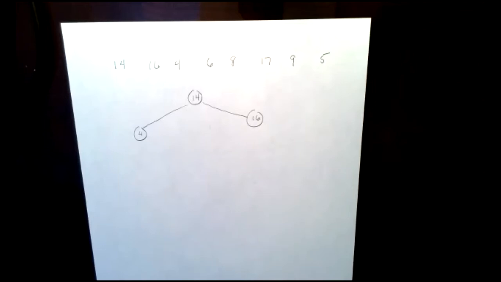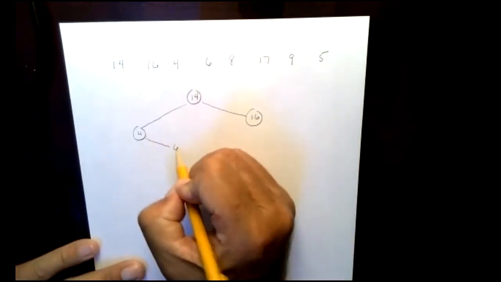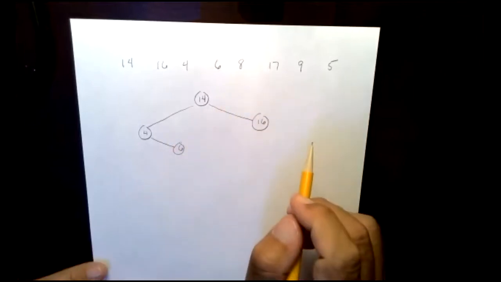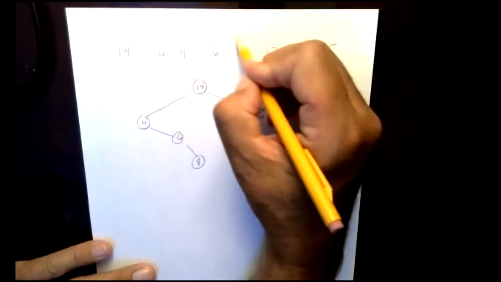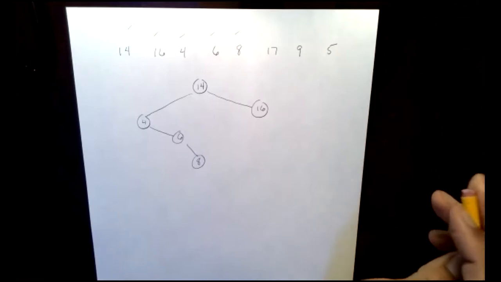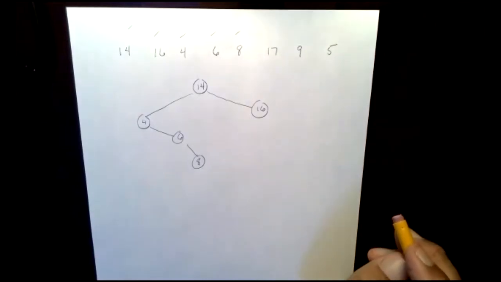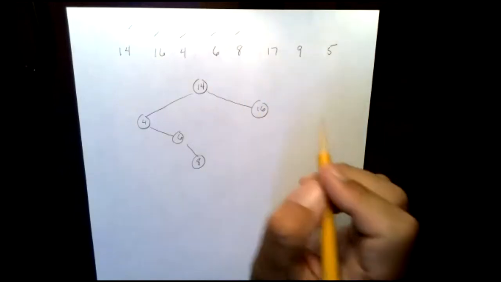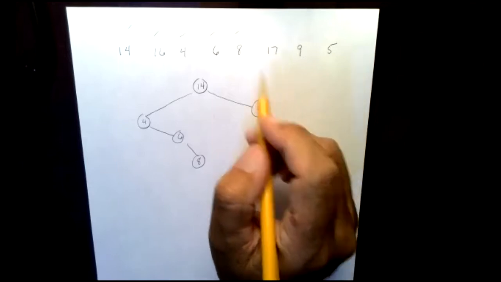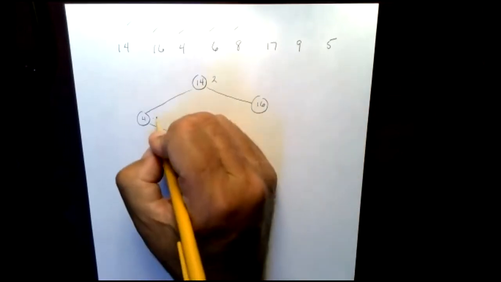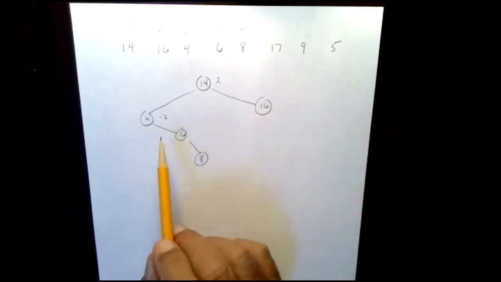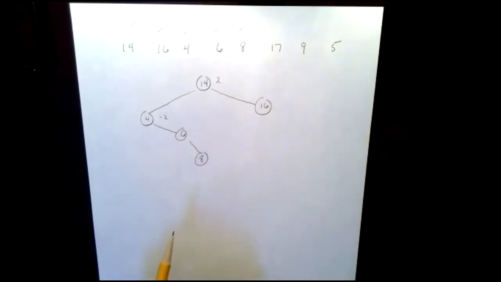Okay, thank you. 6. Eight. I think I just ran into my first problem, didn't I? What's the balance factor of 14? Two. Balance factor of 4? Negative 2. So earlier when we saw some examples of this, we were like, oh, we have to do a left and then a right. Well, I don't know. We're going to have to see. We're going to have to do the left to start.